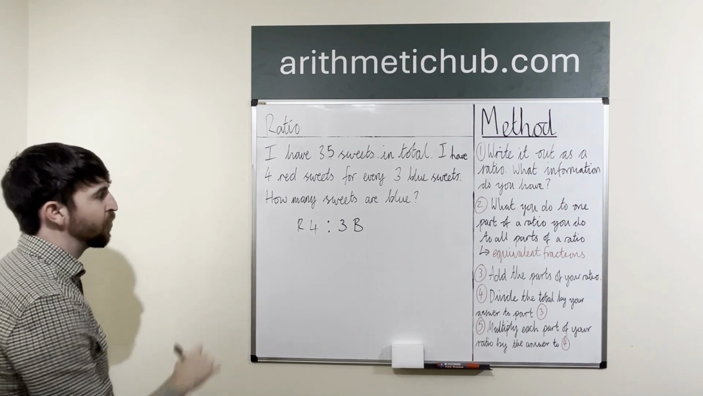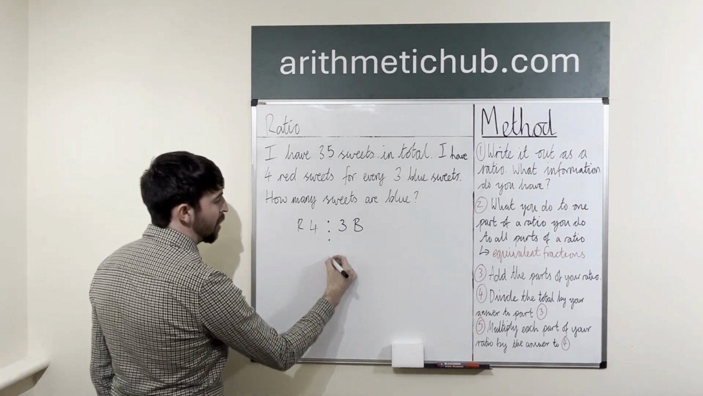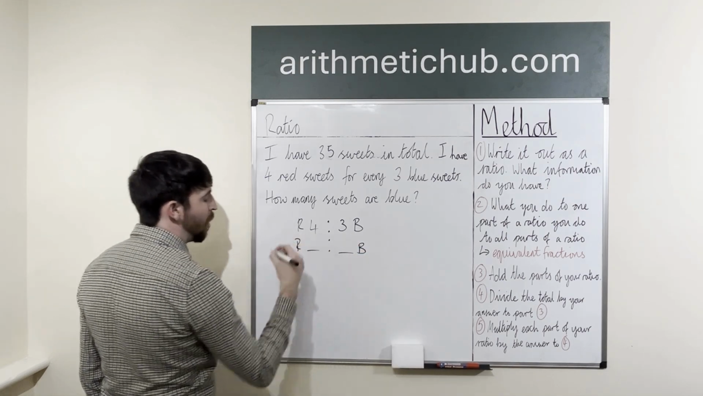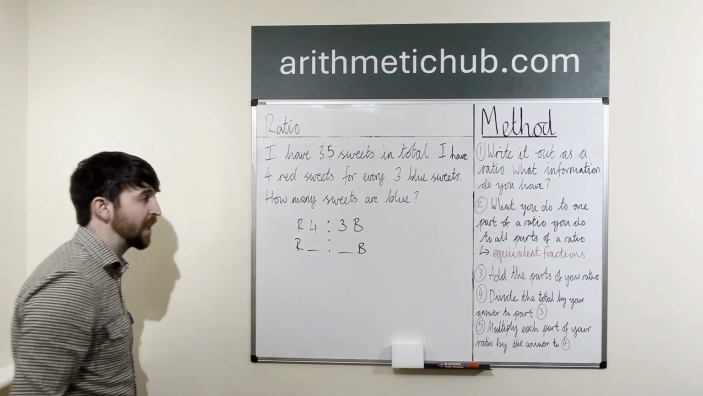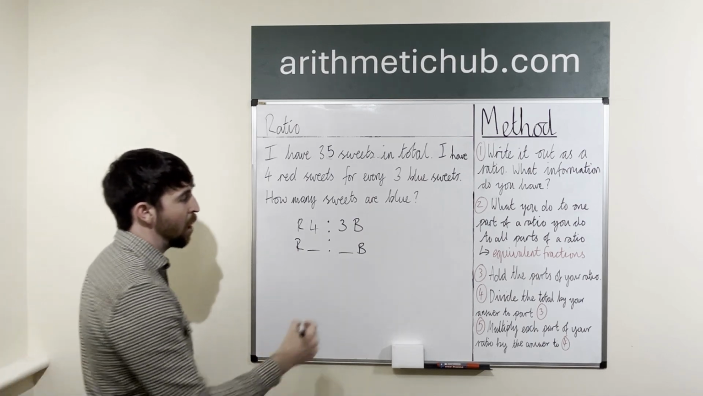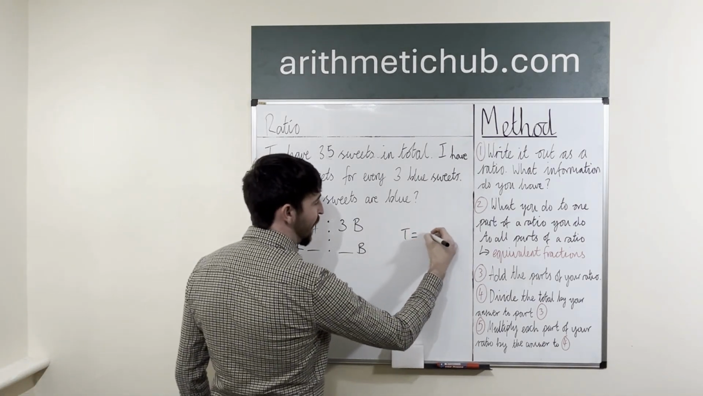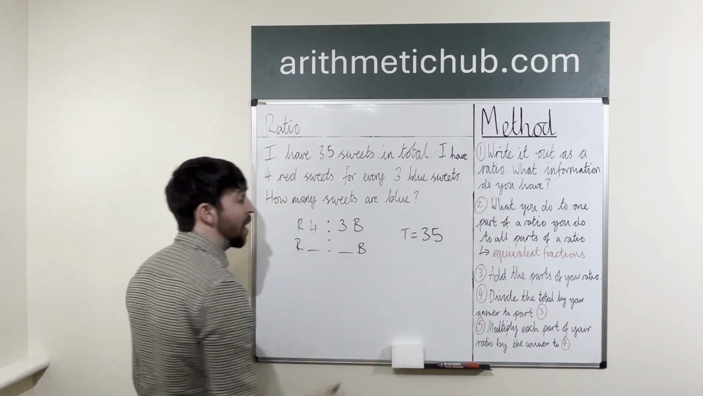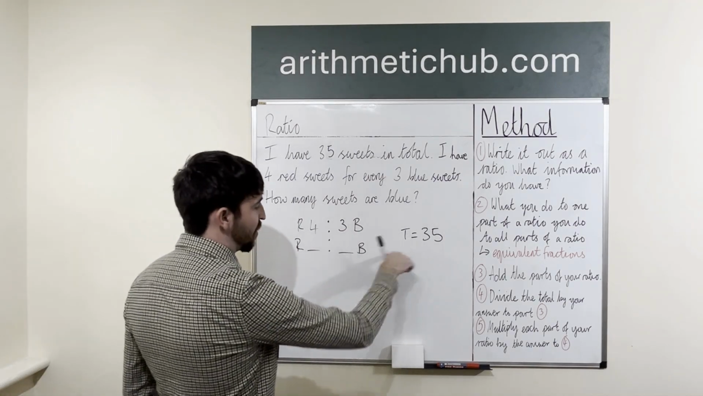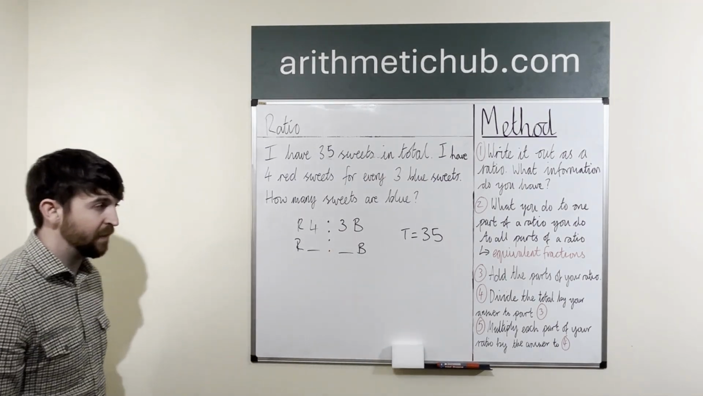Okay, but it says how many are blue? And my problem here, if I'm looking at it, is I'm saying, well, I don't have enough information here. I don't have enough key information. But that's where this comes in. I have 35 sweets in total. So now what I need to do is I need to add a total in as well. My total is 35. So now I'm going to be able to use this to be able to work out both of these pieces of information.